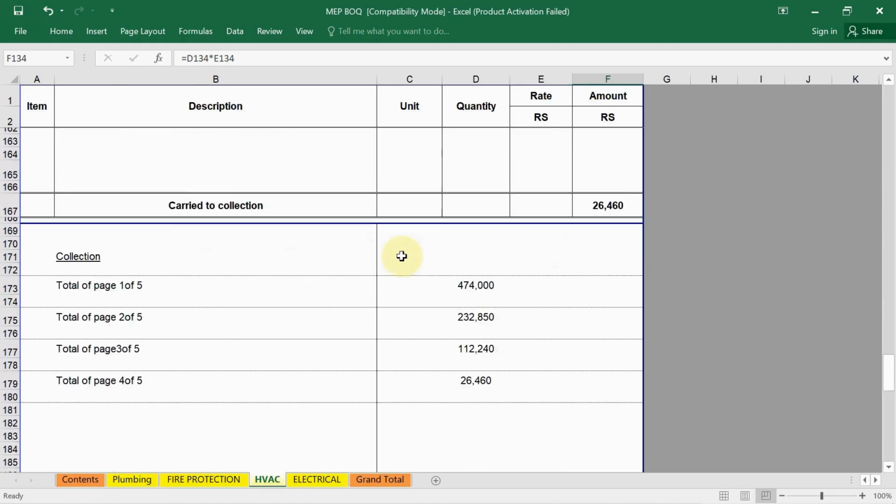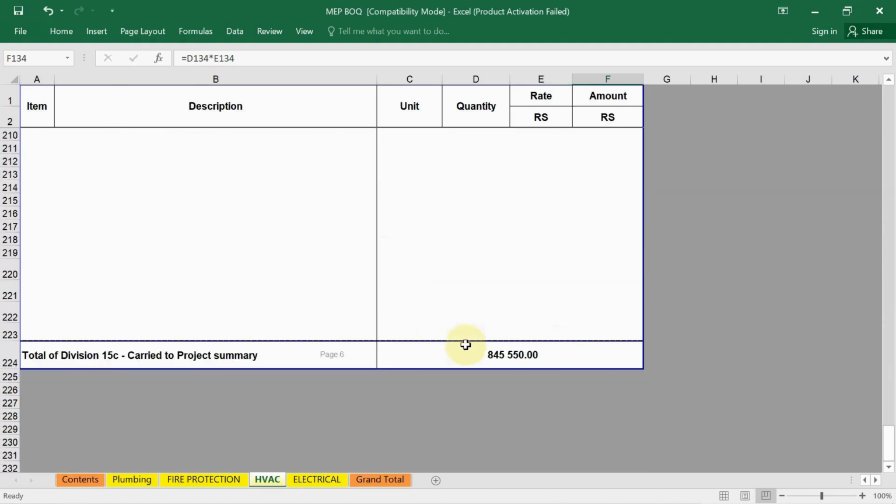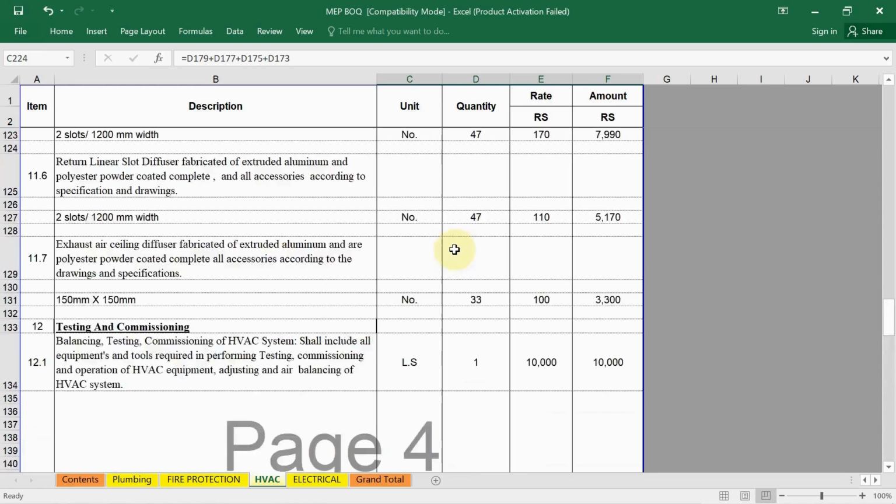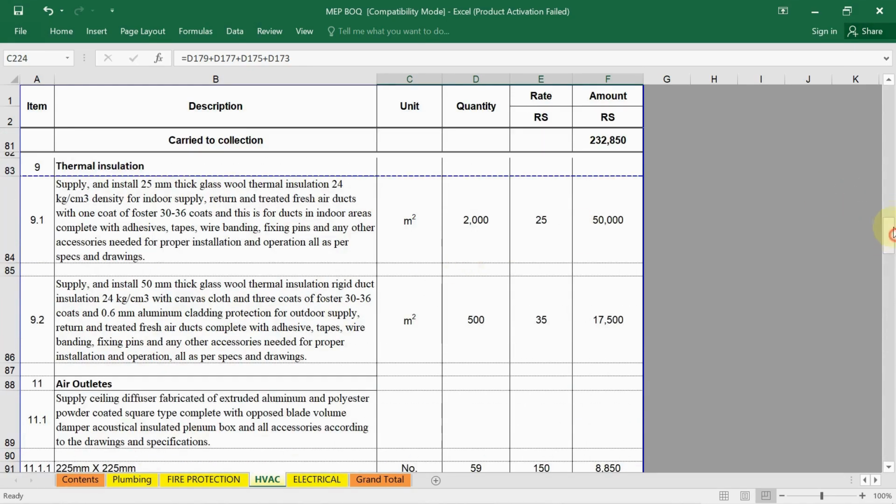Okay, finally when you see here the total amount, the project summary, the total amount is given for whatever we are using. Okay, you can see we have added all of it, so near about 8,45,550 rupees. So in this way generally we have to prepare the BOQ for HVAC work.